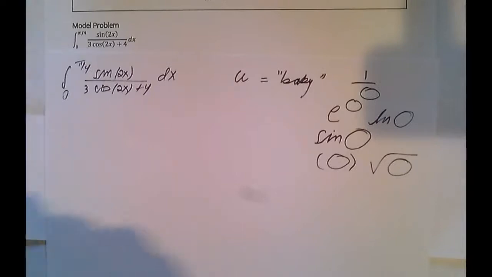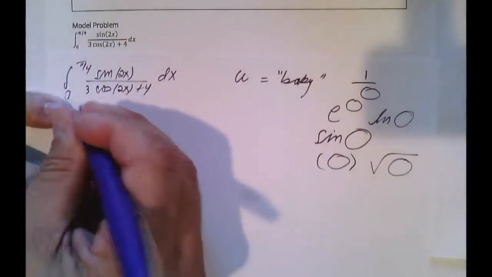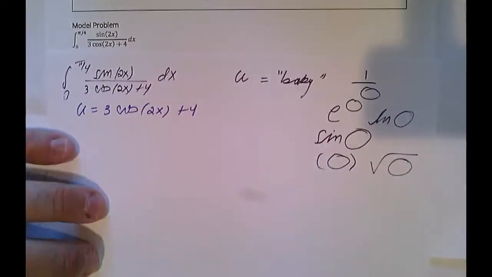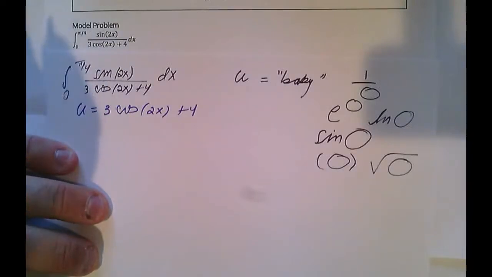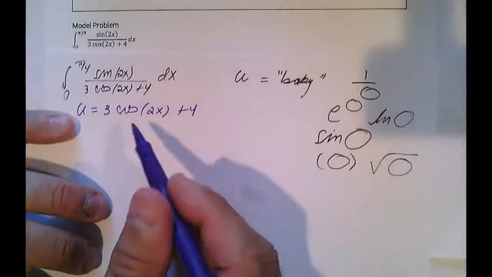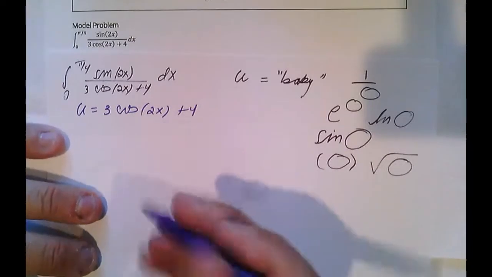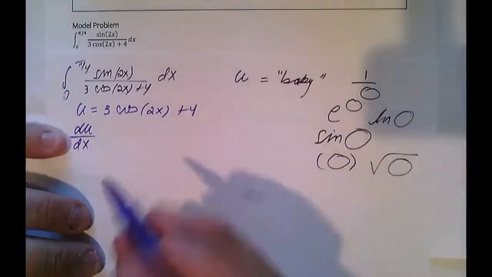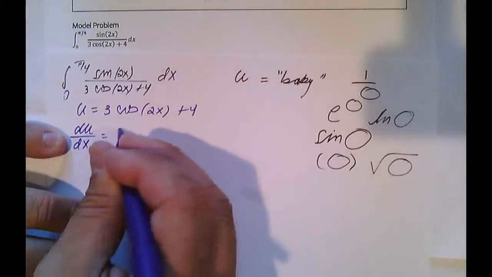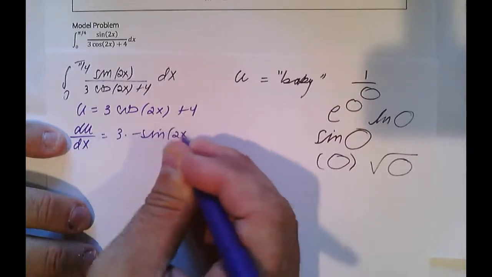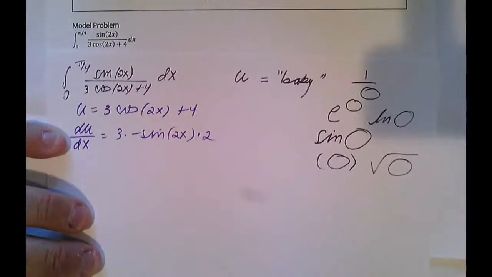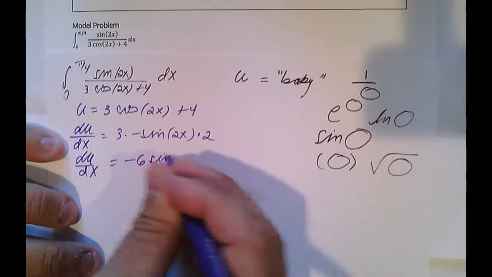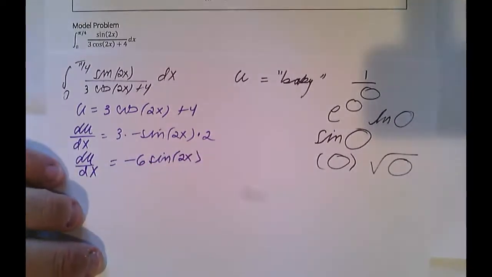So let's see what happens here. Given all this information, I'm going to let u equal 3 times the cosine of 2x plus 4. Now, maybe that's the right choice. Maybe it's not the right choice. It's hard to tell in the beginning unless you've done a lot of these. It's this next step when you find the derivative with respect to x. Well, the derivative of 3 times cosine will be 3 times negative sine of 2x times 2 because of the chain rule. So you get that du/dx is equal to negative 6 times the sine of 2x.